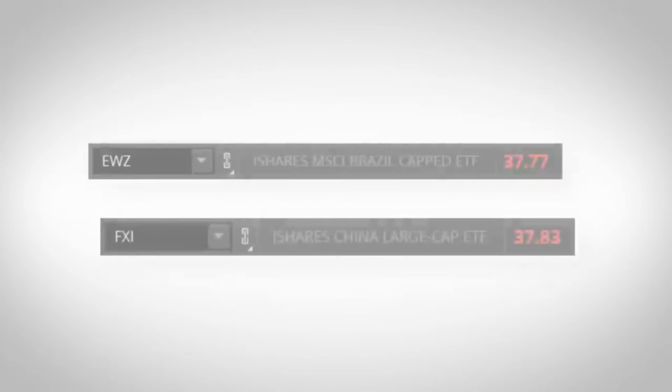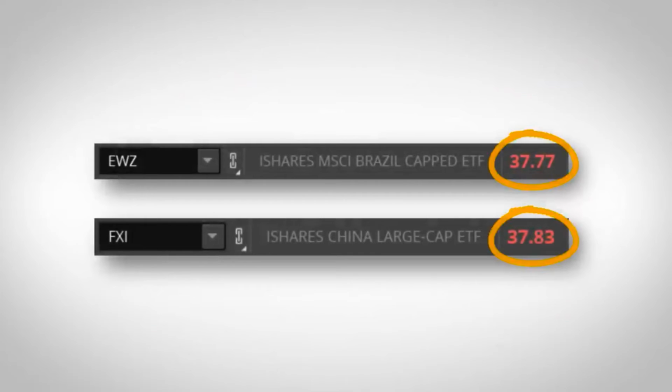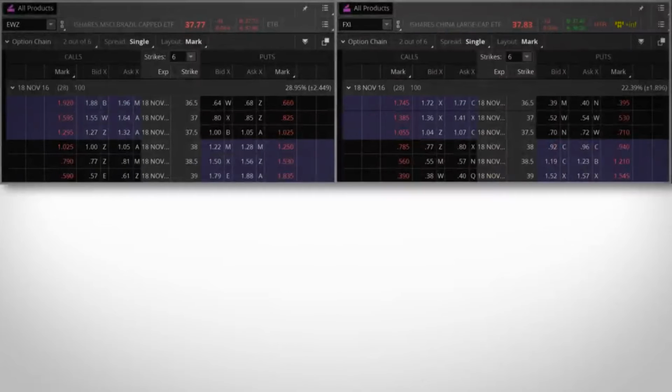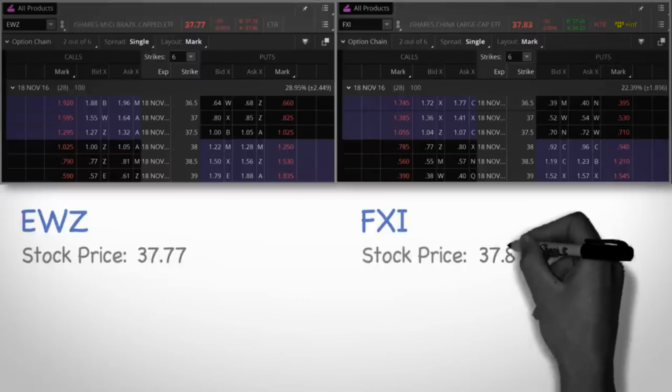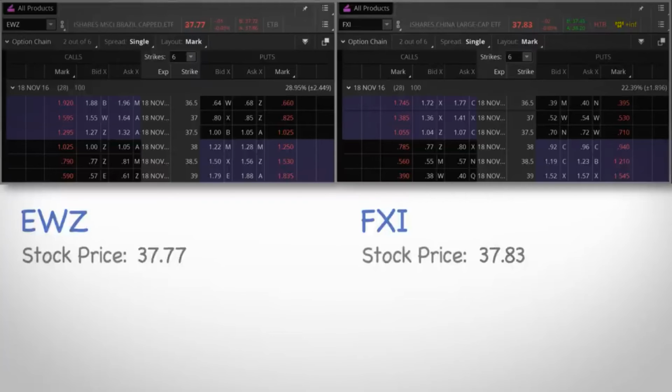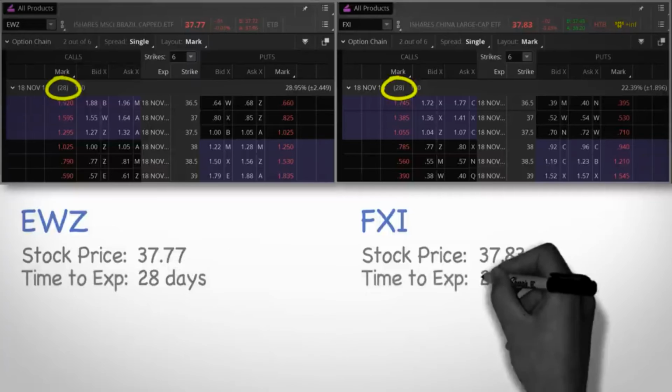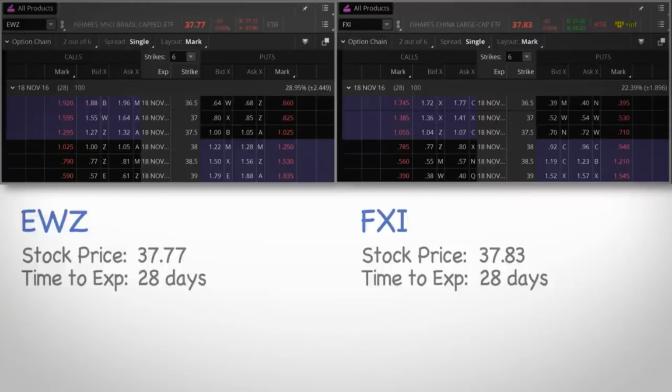I found two companies who have stock prices that are right around the same price. And we have the option chain of each stock pulled up side by side for you to see. So on the left side you can see EWZ, and on the right side you can see FXI. The difference in price between the two is only 6 cents, so basically nothing. And then of course the options displayed on your screen have 28 days to expiration. So the same price of the underlying stock and the same amount of time to expiration.